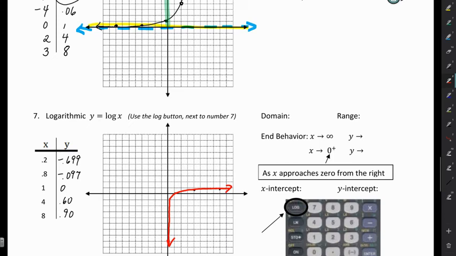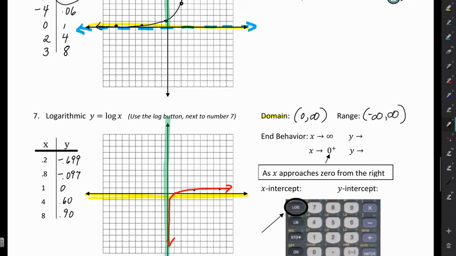The domain of this graph, again, we're always talking about what values are being included on the x-axis. We're getting really close to zero, but we never touch it. So the domain for this graph is going to be 0 to infinity, not including zero. The range for this graph, all the possible y values, looks like everybody's going to be included in that. So that's going to be all real numbers.